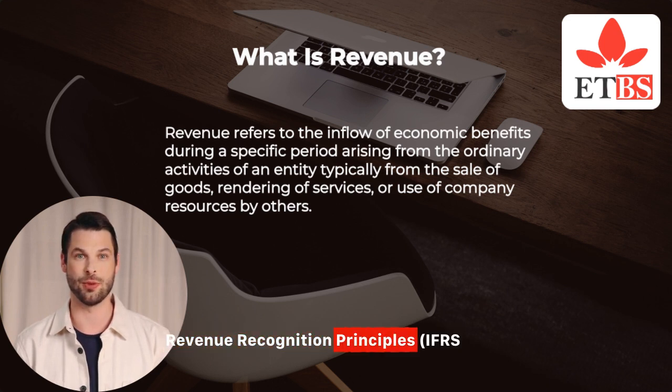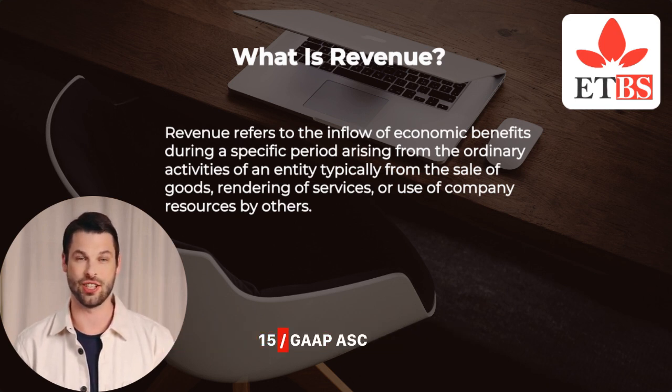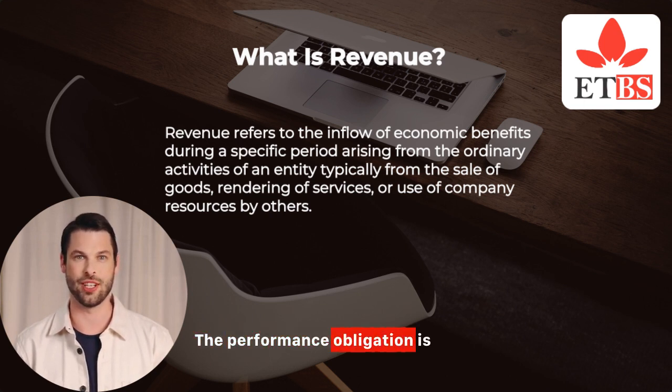Revenue recognition principles: IFRS 15/GAAP ASC 606. Revenue should only be recognized when there is a contract with a customer, the performance obligation is satisfied, the transaction price is determined, and the transaction price is allocated. Revenue is recognized when control of the good or service is transferred. Example: a business sells furniture and delivers it in July. The revenue should be recognized in July, not when payment is received, unless on cash basis.